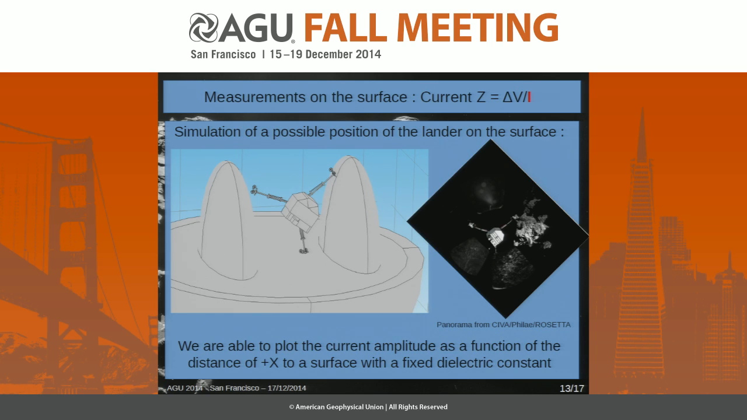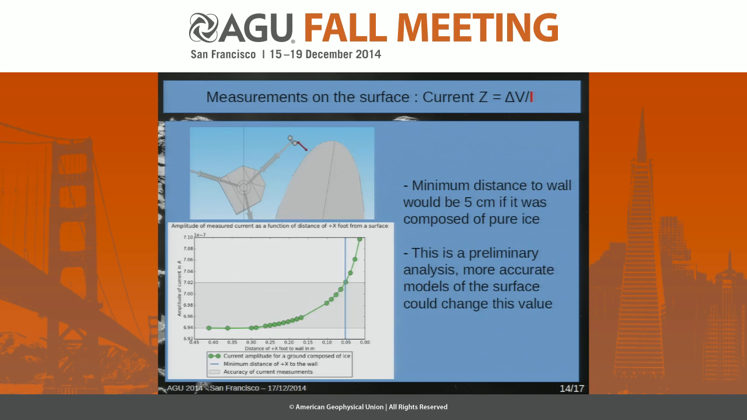What I've done here is I've simulated the injected current as a function of the distance of the plus X electrode to a surface. So here we have a plus X electrode. I rotated the lander, and the electrodes get closer and closer. And these are the points I measured. So we have the amplitude of the current as a function of the distance of the electrode plus X to the surface. These are the green points we see here.